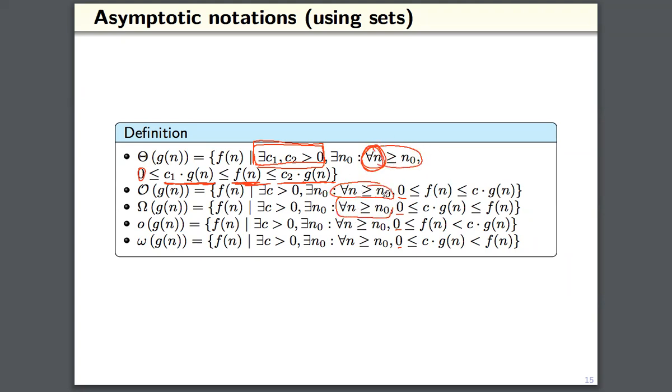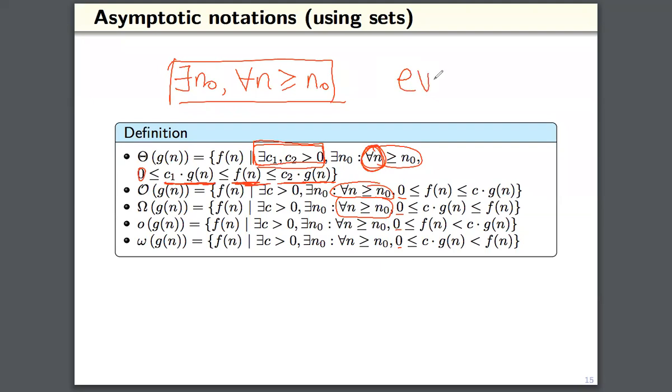When someone says for all n greater than or equal to n naught, I mean there exists n naught such that for all n greater than or equal to n naught. The simple meaning of this is eventually. It's the same as eventually. Eventually, this function f of n will be between g of n multiplied by constants. That's the meaning of theta.